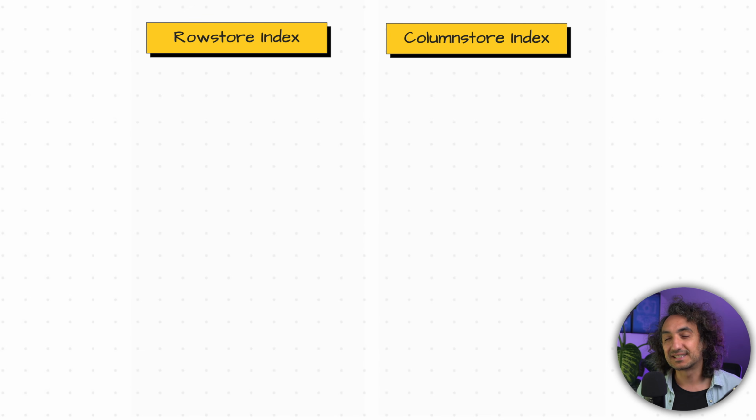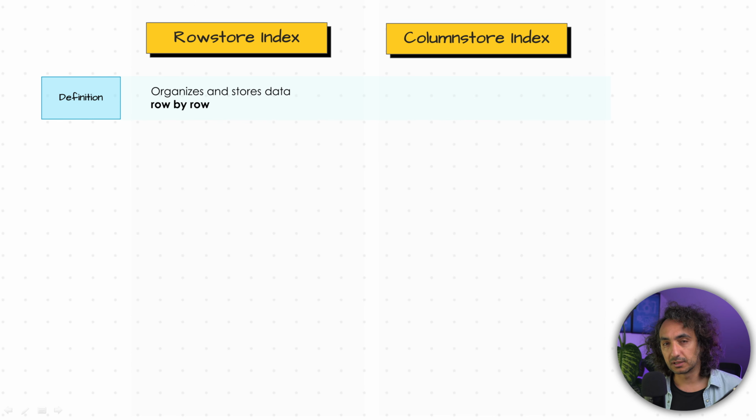Alright, so now let's summarize the differences between the Rowstore and the Columnstore indexes side by side. So let's start with the definition. The Rowstore gonna go and organize and store the data row by row. It is a really nice method if you need a lot of columns in one row.